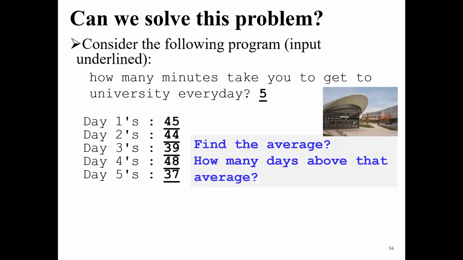We can define 5 variables, each one for each day, 5 independent variables. We can run through these 5 independent variables. All of them have the same data types. We can find the average, and then we use an if-else statement to find how many days above the average and how many days below the average.